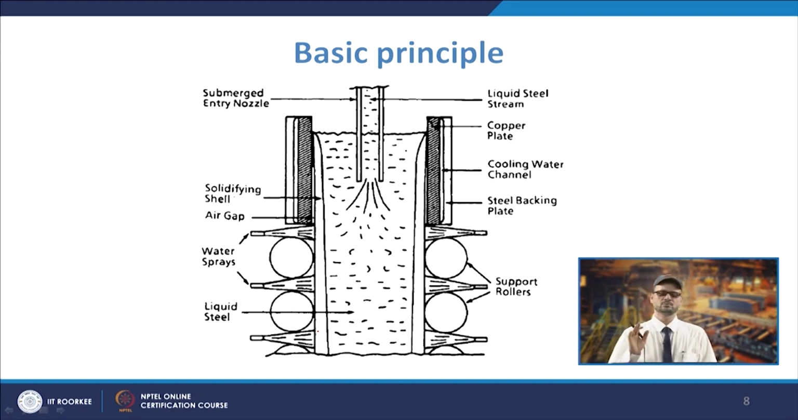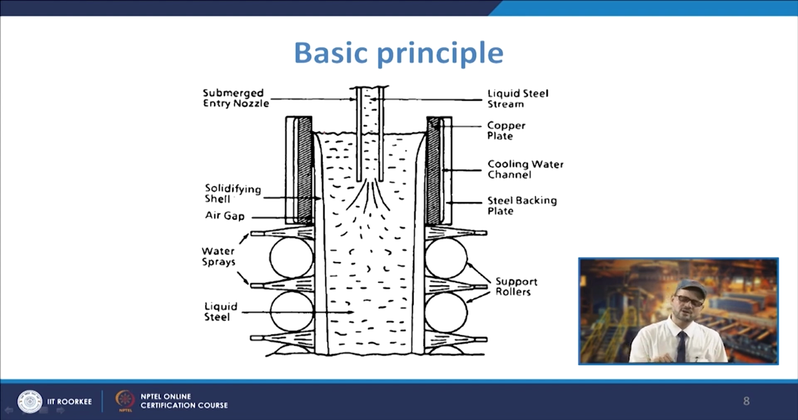Also, this mold will be oscillated. As we have discussed, there will be oscillation of this, and on the downward side it will be going at a faster rate. So, that a condition of negative strip is maintained, and for providing lubrication, what we do is we provide a powder on that surface. That is flux powder.